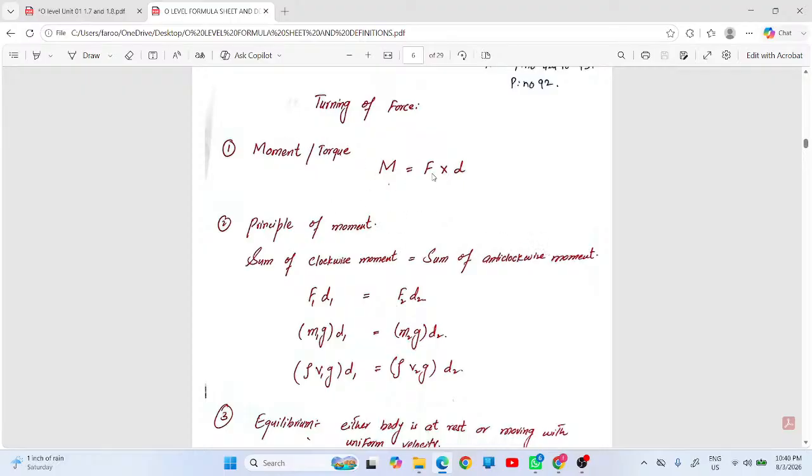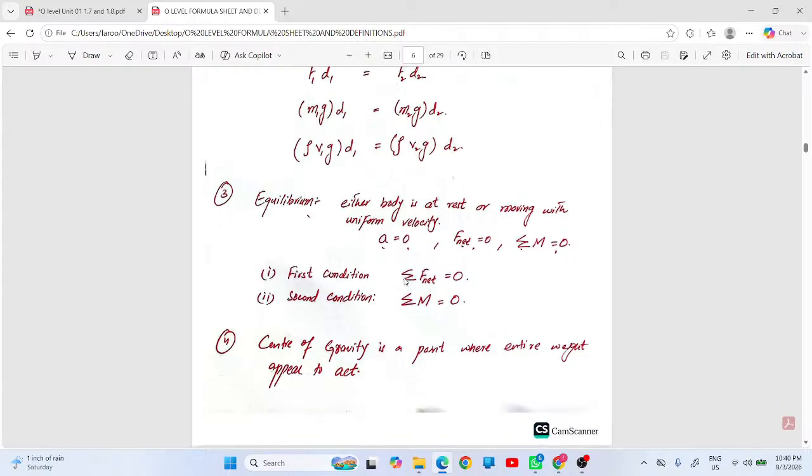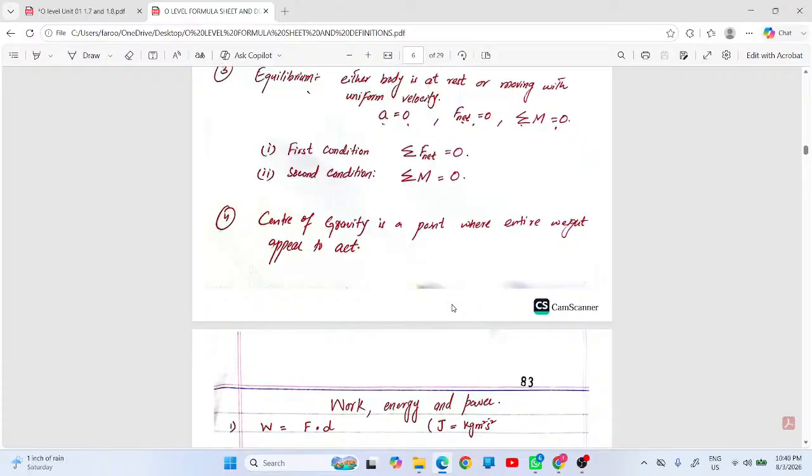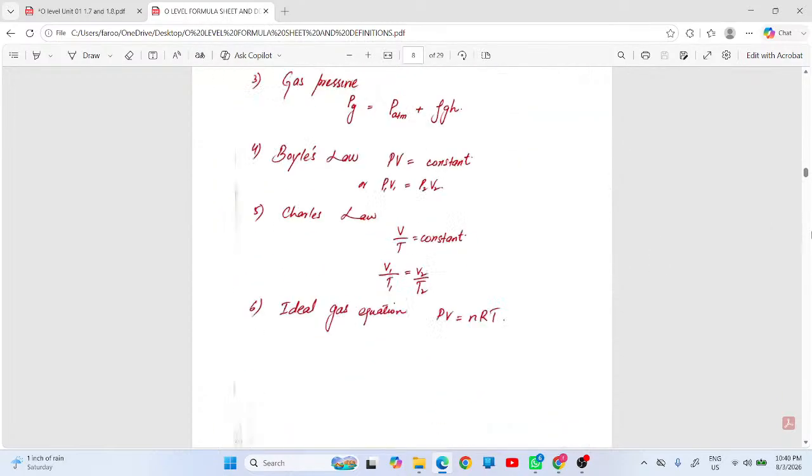Moment is the product of force and the perpendicular distance from the pivot. Second formula we use, this one is very important. Sum of clockwise moment equals sum of anti-clockwise moment. So F1 D1 equals F2 D2. F may be the weight, which is mg, ठीक है? Equilibrium. Equilibrium means the net force acting on a body should be zero, and the second condition is the net moment acting on the body should be zero. Next is the center of gravity is the point where entire weight appears to act. ये कुछ आपको फॉर्मूलाज आने चाहिए इस चैप्टर के लिए.